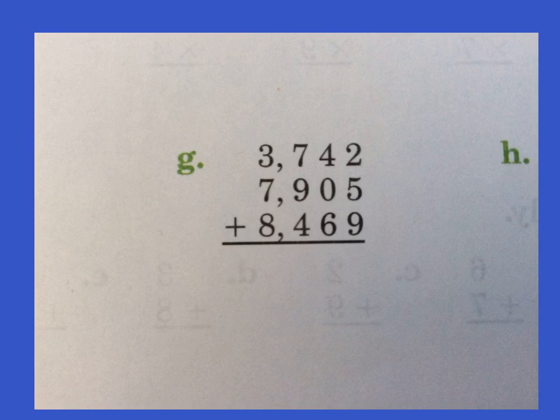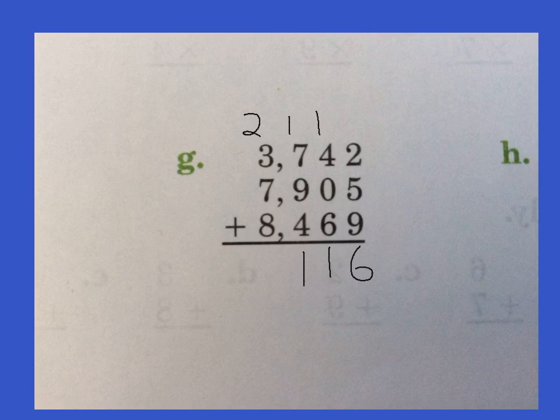G. 2 plus 5 is 7. Plus 9 more would be 16. Put a 6, carry the 1. 1 plus 4 is 5. Plus 0 is 5. Plus 6 would be 11. Put 1, carry a 1. 1 plus 7 is 8. Plus 9 would be 17. Plus 4 would be 21. Put a 1, carry the 2.